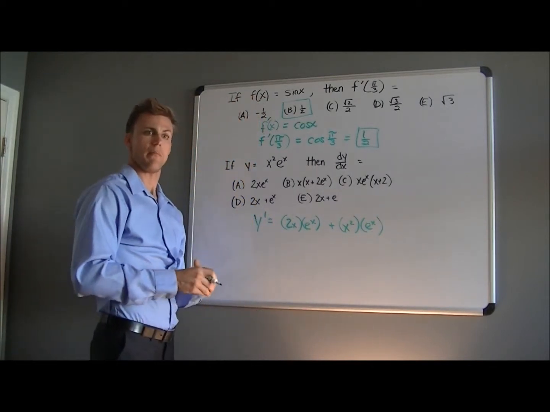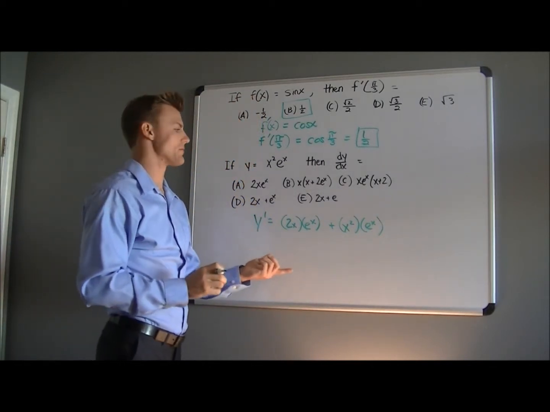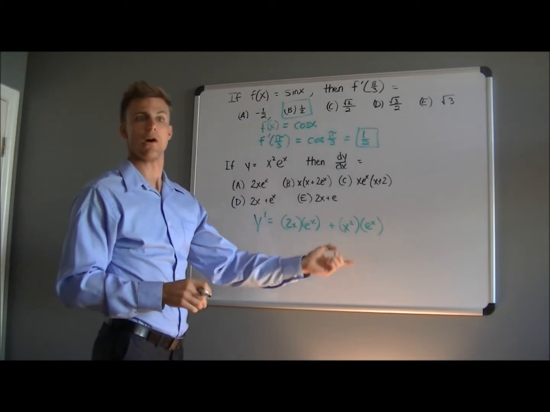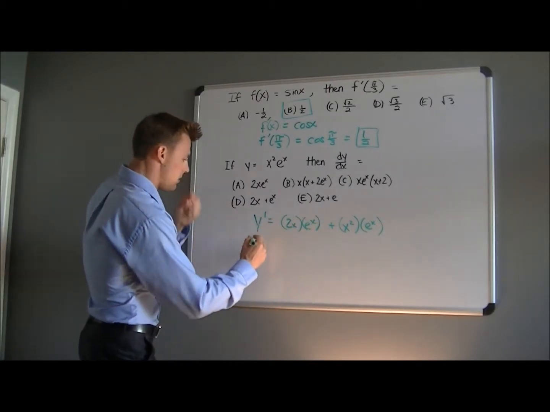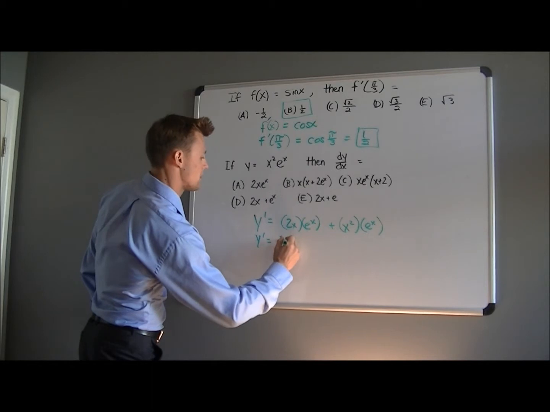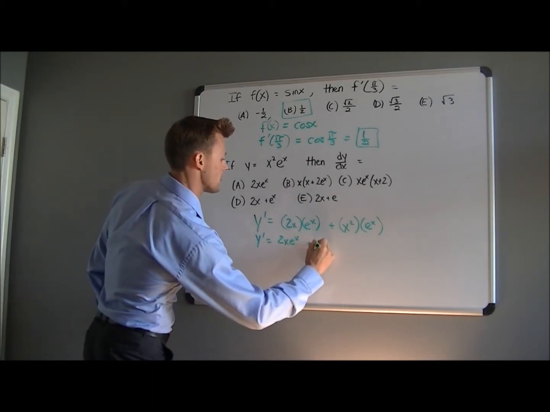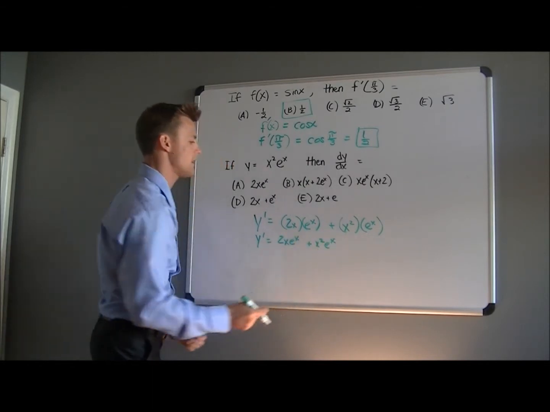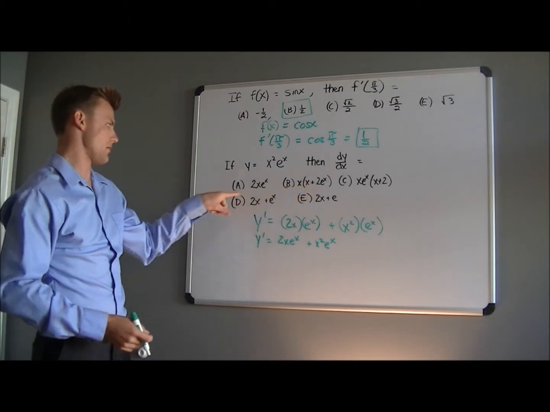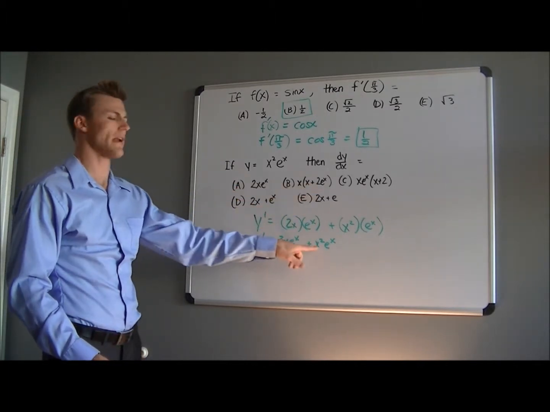E to the x looks complicated, but remember, that's one of your special derivatives. E to the x is its own derivative. So, without parentheses, 2x e to the x plus x squared e to the x. That does not appear anywhere on here. So we're going to have to rearrange the form.